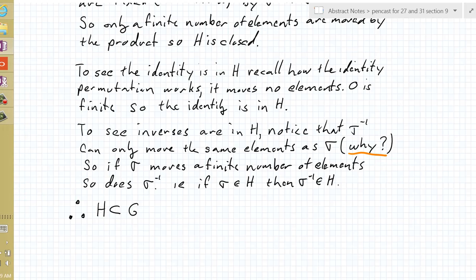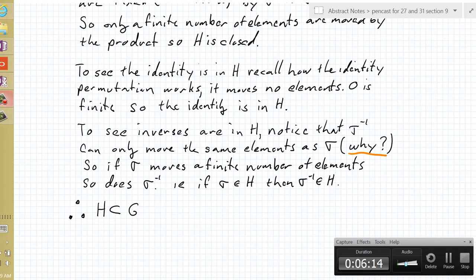And now we have closure, we have inverses, and we have the identity. So we have that H is a subgroup of S sub A.